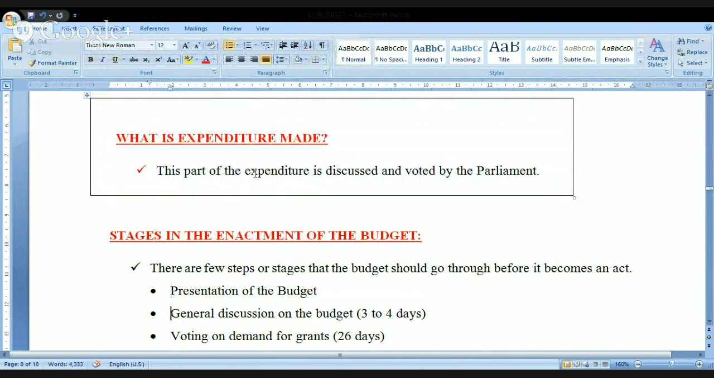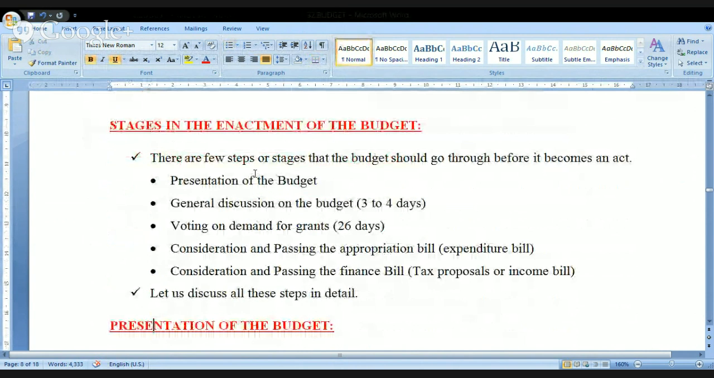Next one. When it comes to the stages in the enactment of the budget, how do you make the budget? Look at this now. How do you make this budget? So budget is a bill, and this bill should be made into an act. How do you make it? For this reason, we have the 5 steps. These 5 steps we are going to discuss in a detailed manner now. Number 1 is the presentation of the budget. Number 2 is the general discussion. Number 3 is the voting on demand for grants. Number 4, consideration and passing of the appropriation bill.